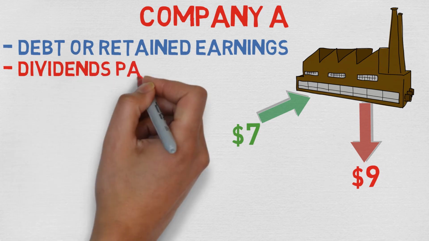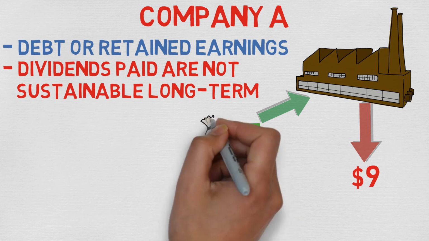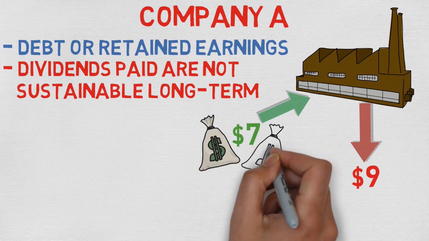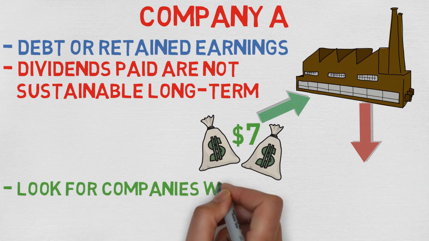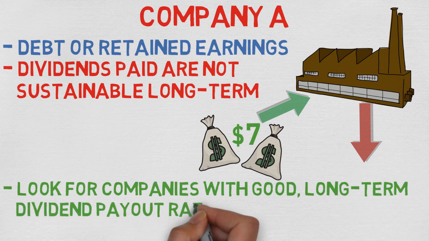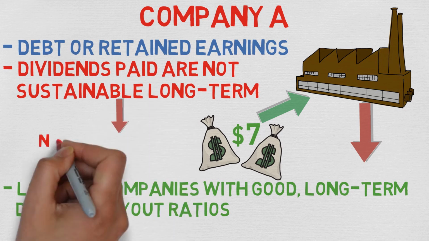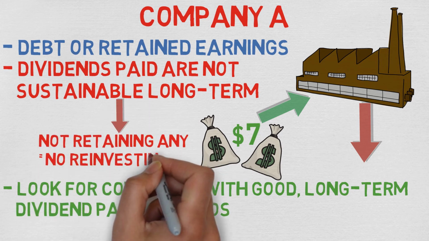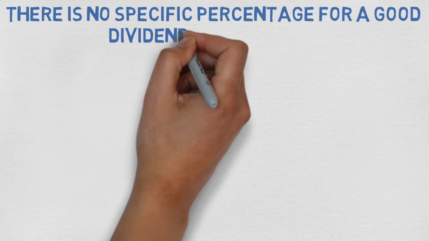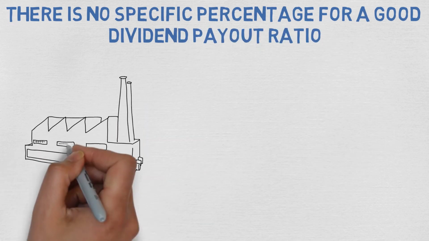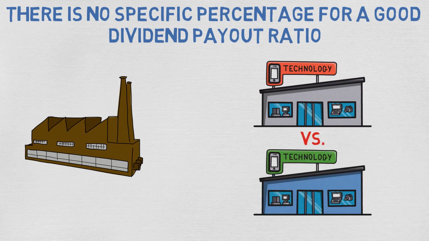If the payout ratio is more than 100% long term, it means that the dividends paid are not sustainable. If the company can't lower the dividend payout ratio by increasing earnings, they can't pay as much dividends forever. This is why you should always look for companies that have a good long-term dividend payout ratios. Also, if a company's dividend payout ratio is 100%, it means that they are not retaining any money to reinvest in the business for growth. There is no specific percentage for a good dividend payout ratio. The payouts vary by industry, so it is useful to compare the companies that are in the same industry.